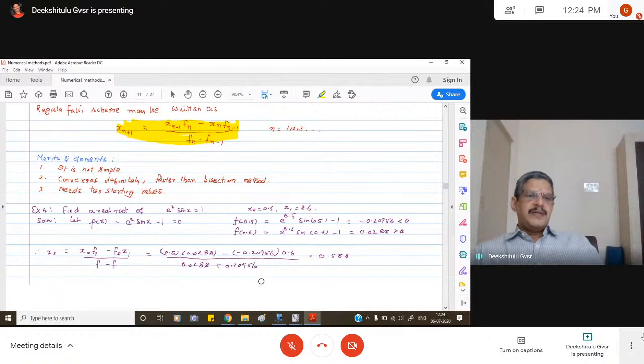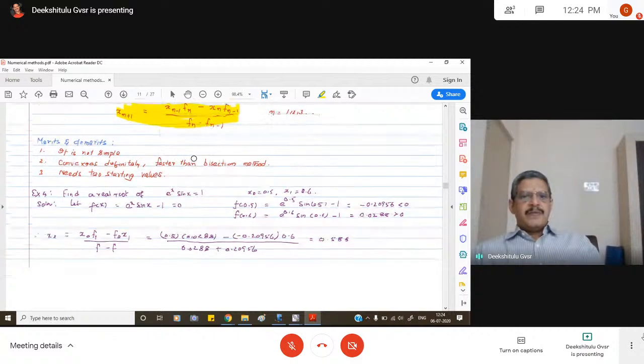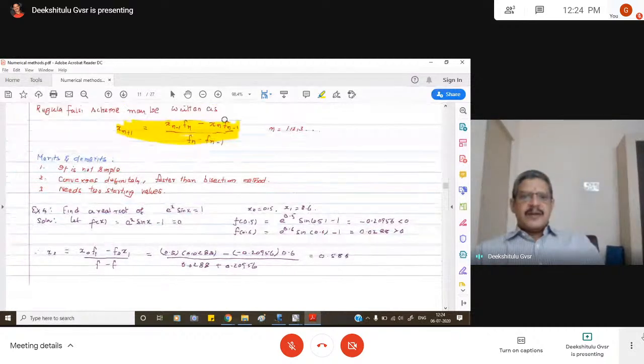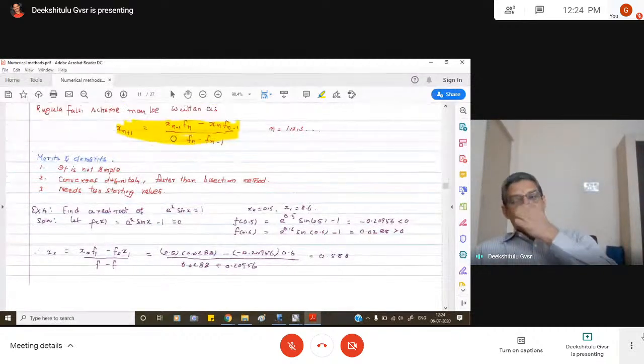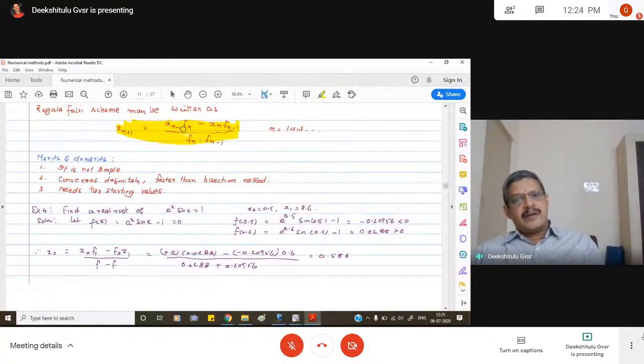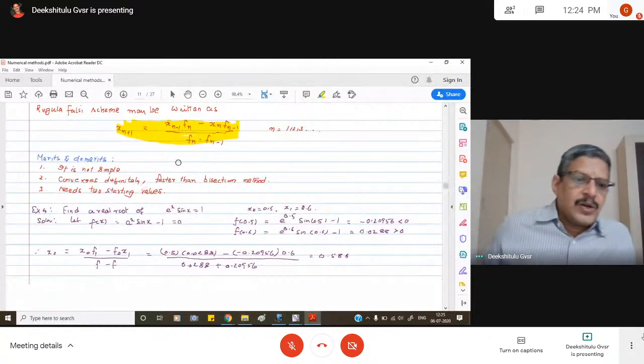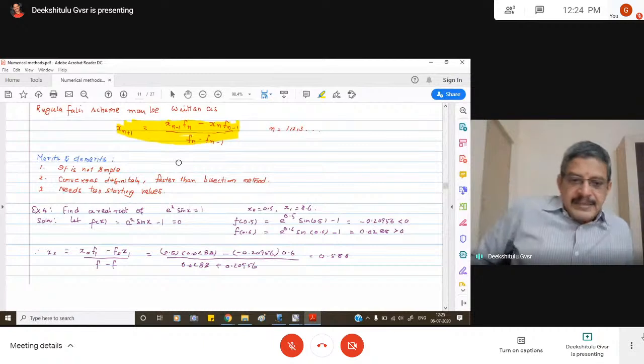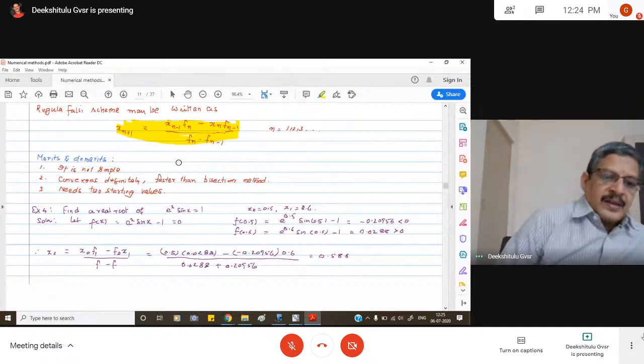So what are the merits and demerits of this regula falsi method? It is not simple. Why is it not simple? How many values do we need? We need x(n-1), xn, and the function values f(n-1), fn. Only if x(n-1), xn, f(n-1) and fn are calculated can you calculate the next point. So it is not as simple as the bisection method.